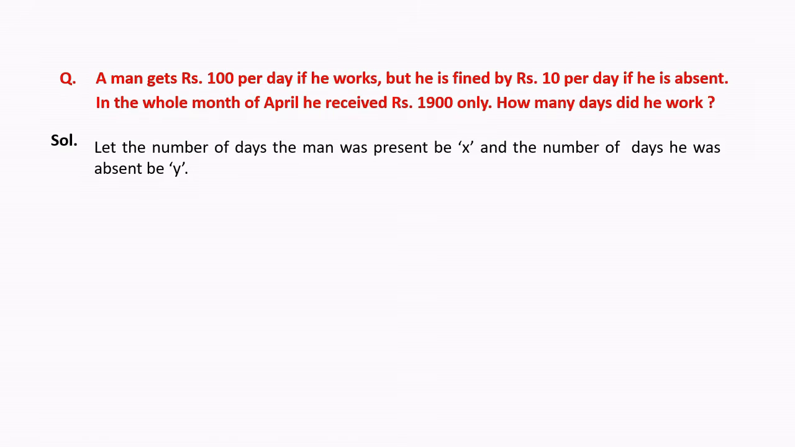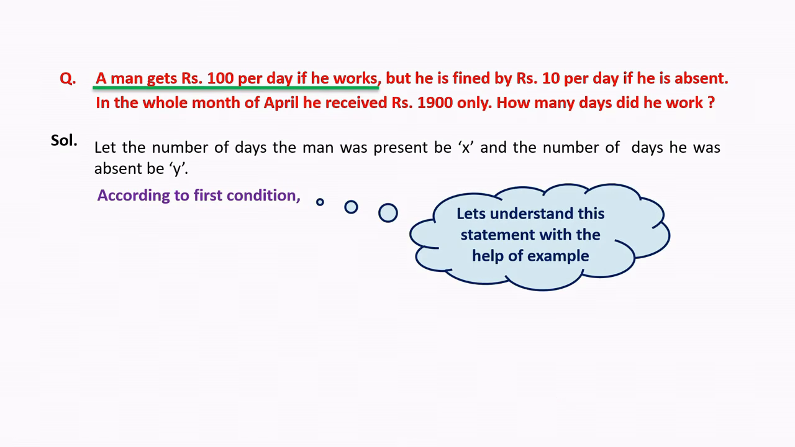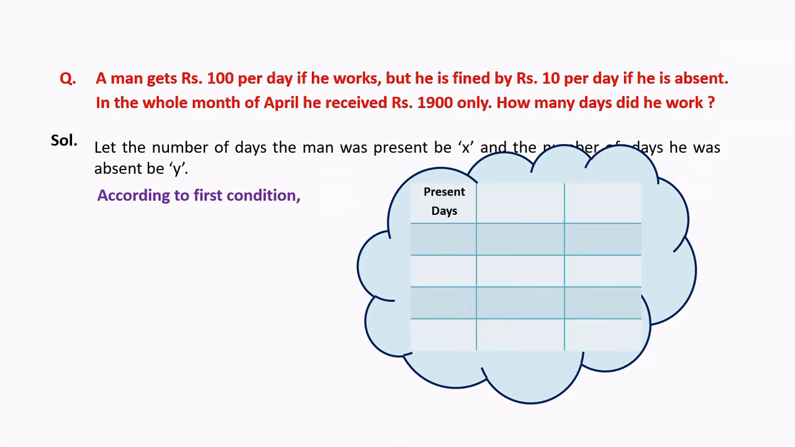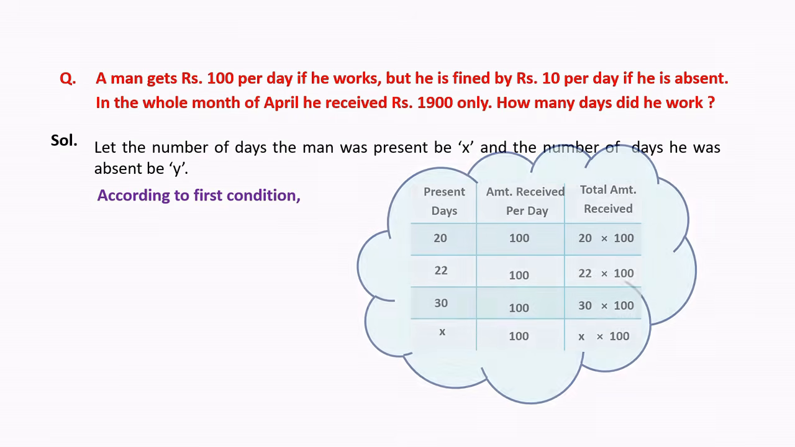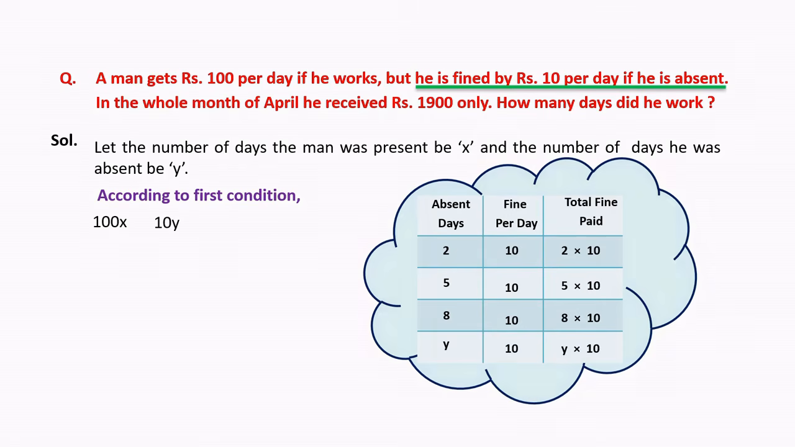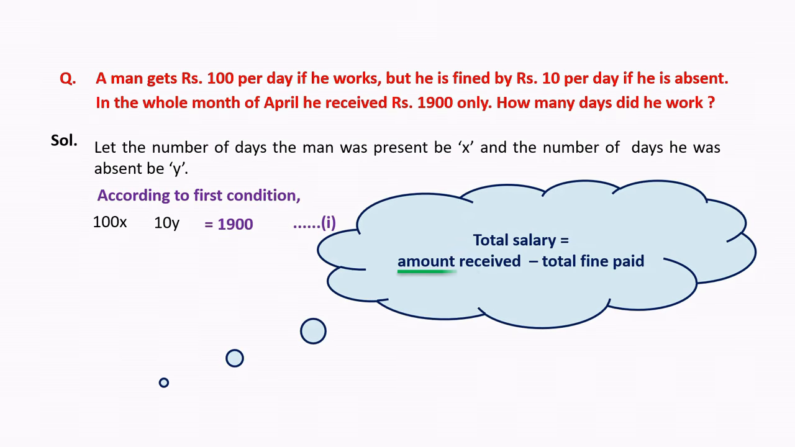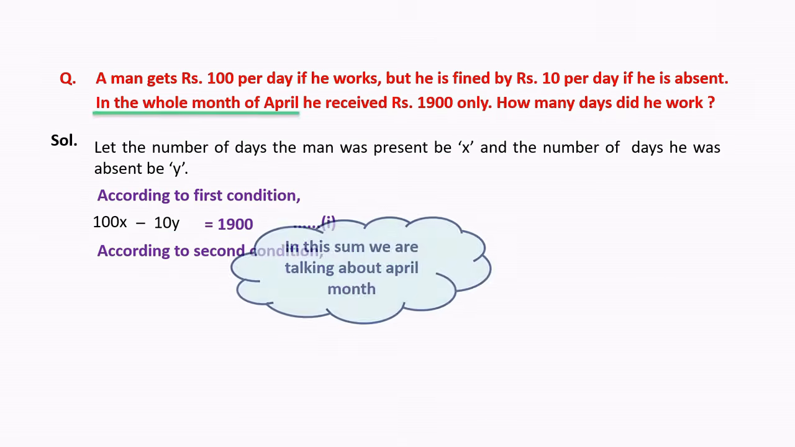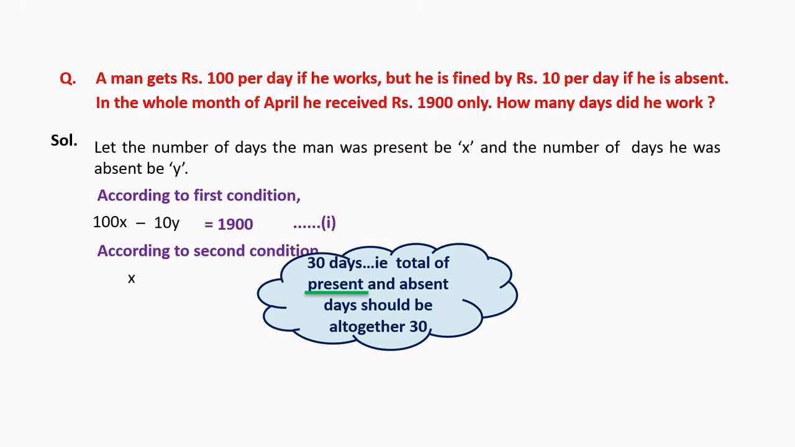For each working day, he earns rupees 100. So, total earning becomes 100x. For each absent day, he is fined rupees 10. So, total fine becomes 10y. Since total salary is earnings minus fine, 100x minus 10y equals 1900. This is our first equation. Now, April has 30 days. So, total days x plus y equals 30.